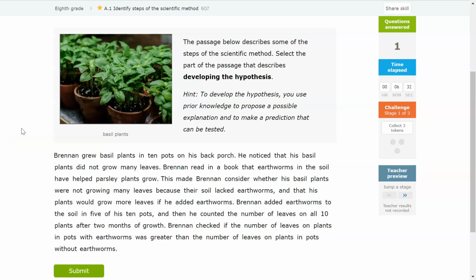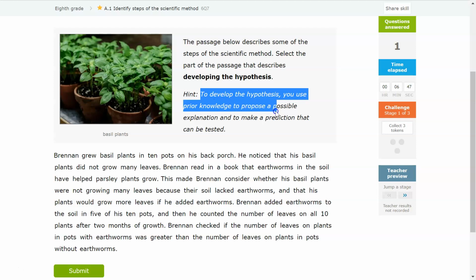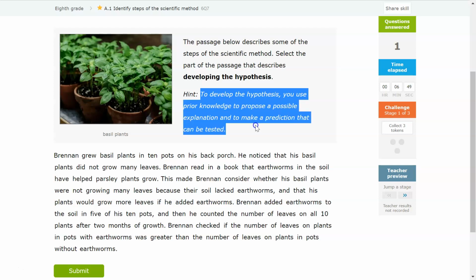And now it's time to try some practice problems on IXL. So the first question here is asking, select the part of the passage that describes developing the hypothesis. And it gives you a hint. To develop the hypothesis, you use your prior knowledge to propose a possible explanation and to make a prediction that can be tested. So basically in this paragraph, you're trying to find a section of the passage that talks about you proposing a possible answer.